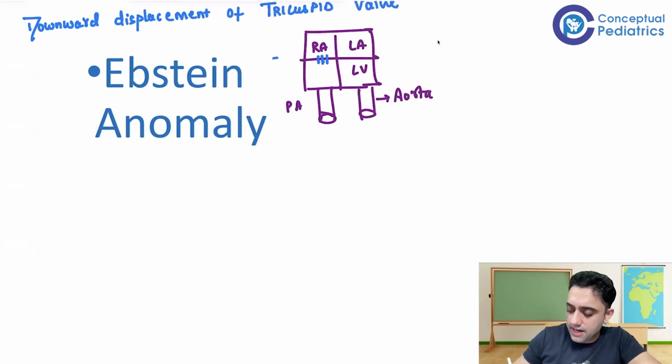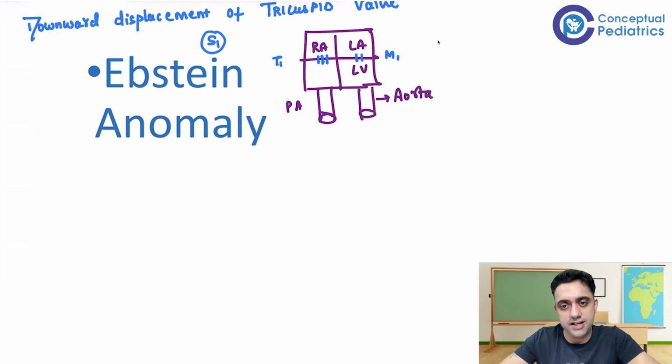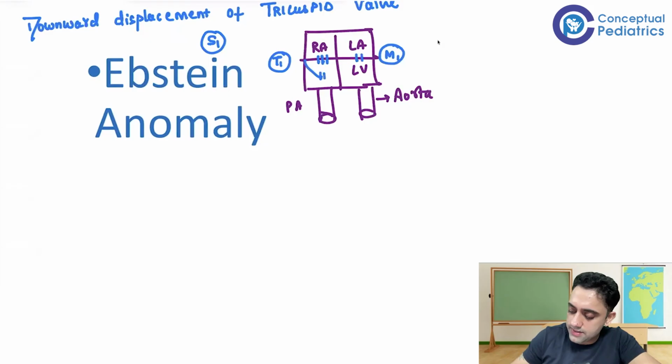This is the tricuspid valve, known as T1, and this is the mitral valve, known as M1. The first heart sound is because of the closure of the tricuspid valve and the mitral valve. So in a case of Ebstein anomaly, there is a downward displacement of the tricuspid valve.